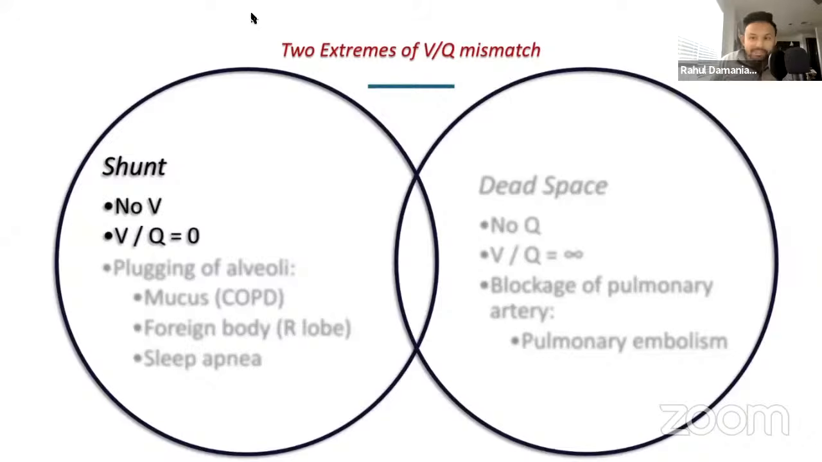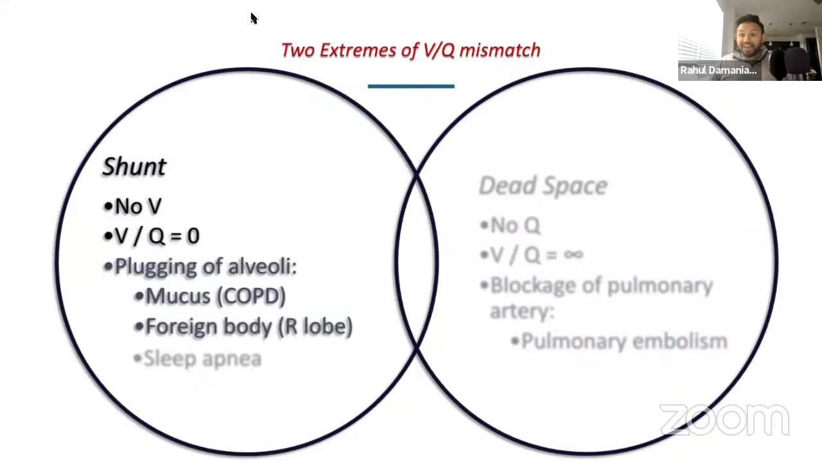So what are some USMLE questions that are going to be relevant here? Well, you're going to be thinking about the COPD patient who makes a lot of mucus, a foreign body. Remember that foreign bodies are going to preferentially go to the right lobe because of its anatomic configuration. And obstructive sleep apnea, you are going to get a collapse of the alveolar wall, causing you to have a compromise in the V, in the V to Q ratio.